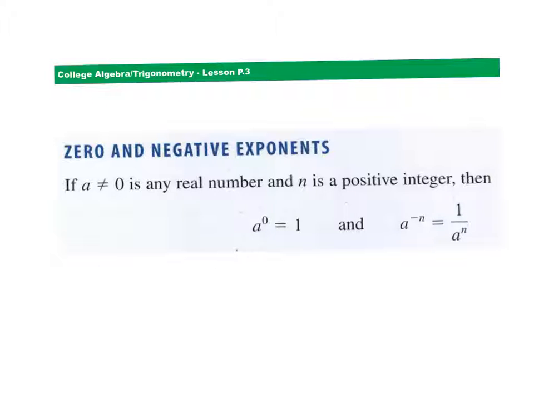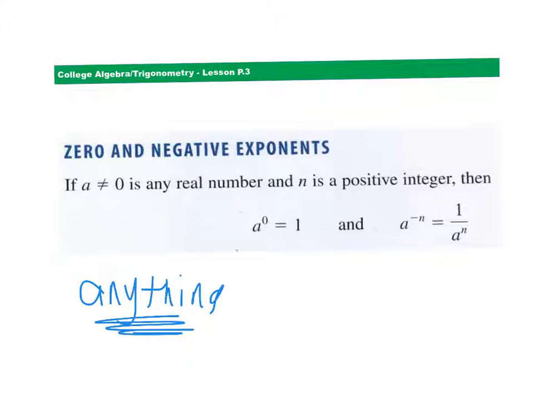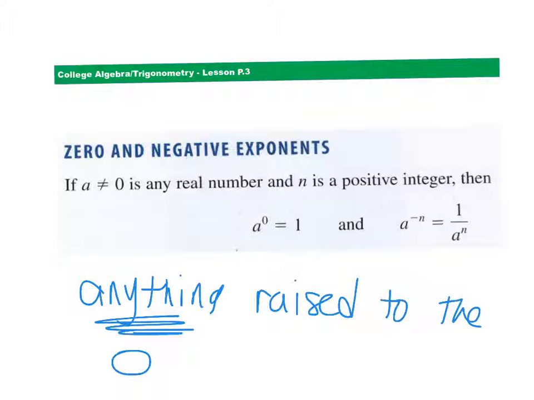Guys, anything. Write this down, star it, listen to me. Anything, whether it's a letter or a number, raised to the 0 power equals 1. Anything. If I had 5,627 raised to the 0 power, what's your answer? 1. If I have negative A to the 0 power, what's your answer? 1. It's always going to be 1.